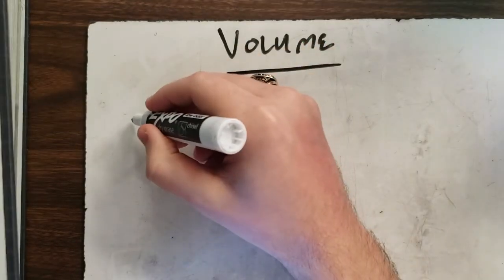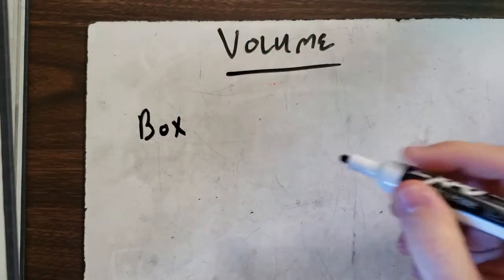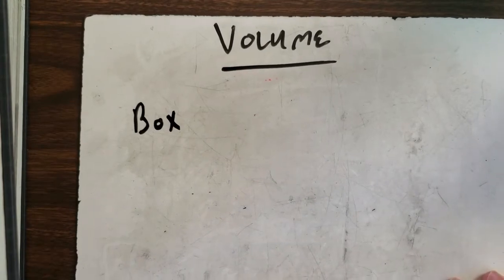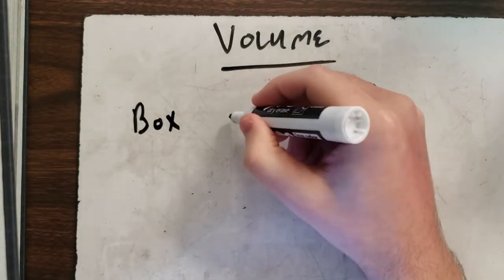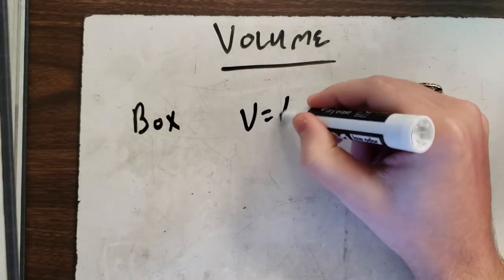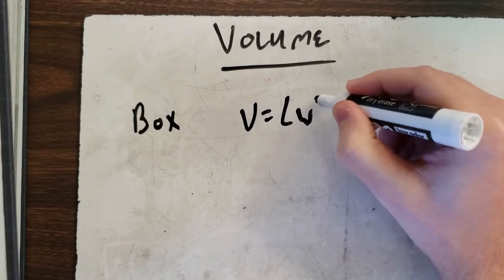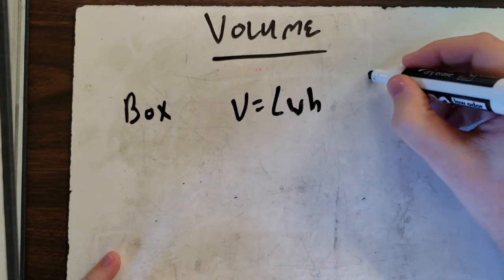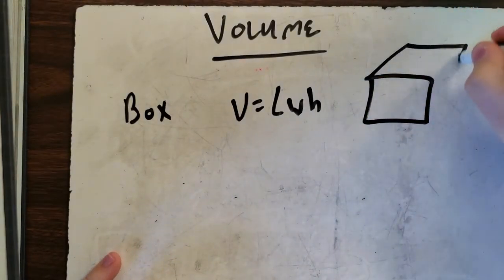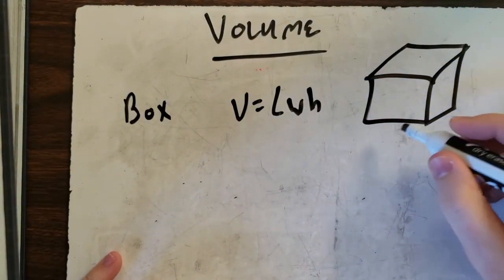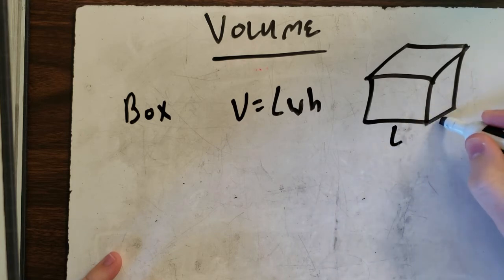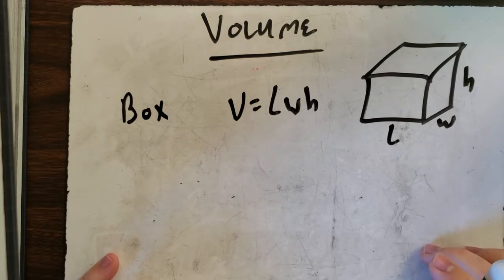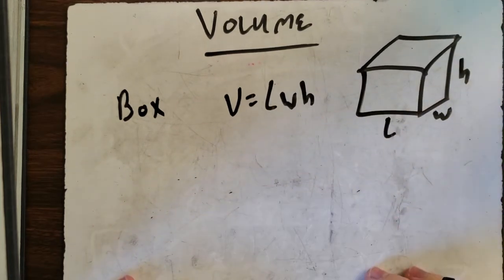Okay, so box. All right, and our formula, okay, is V equals length times width times height, and that's it. Okay, so if I draw this out, you got length, width, height. Okay, that's it. And just multiply those three numbers together. That's all you gotta do.